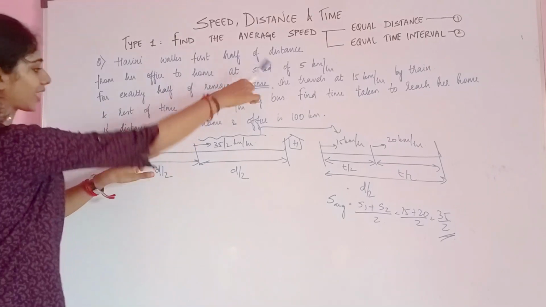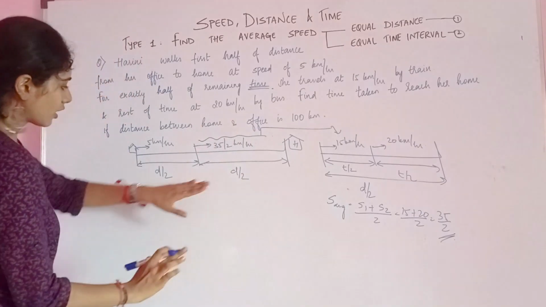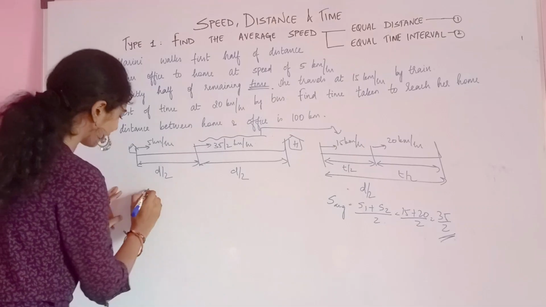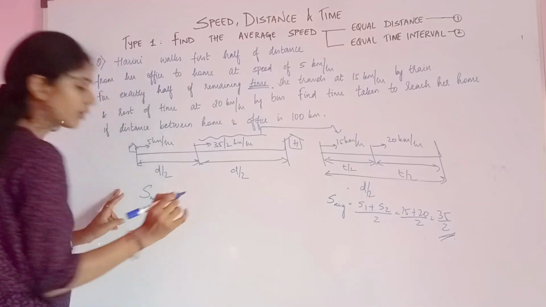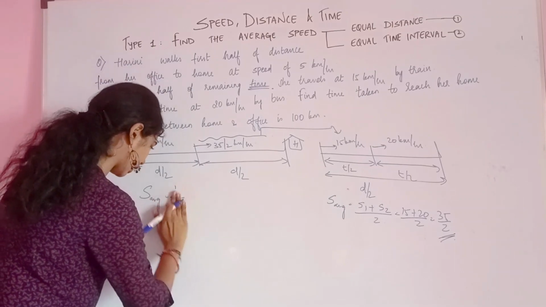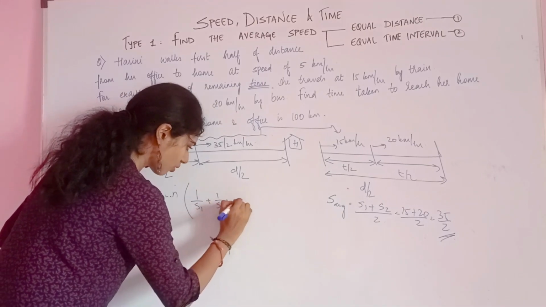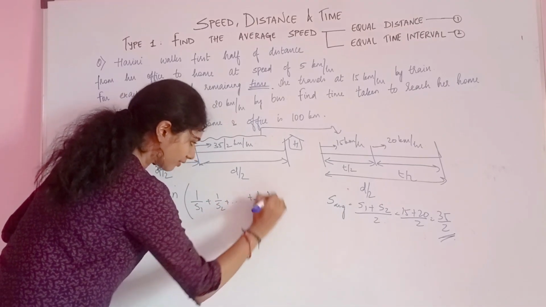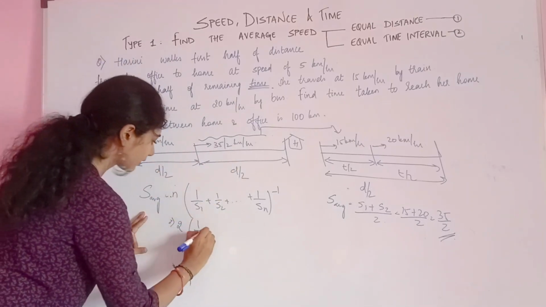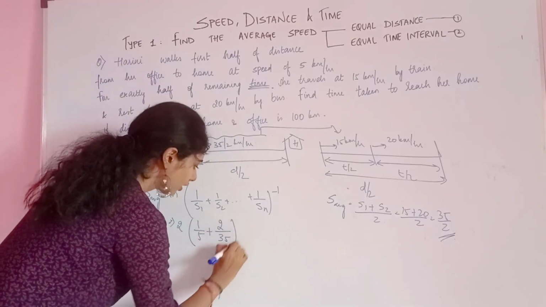First half is given as 5. The second half we derived it to be 35 by 2 km per hour. So now equal distance is present. So find the S average for equal distance. How will you calculate equal distance? It is 1 by n into 1 by S1 plus 1 by S2 plus so on till 1 by Sn, the whole inverse, right? So what is n here? 2 parts. So it is 2 into 1 by 5 plus 2 by 35, the whole inverse.